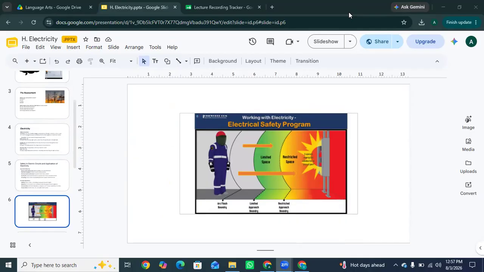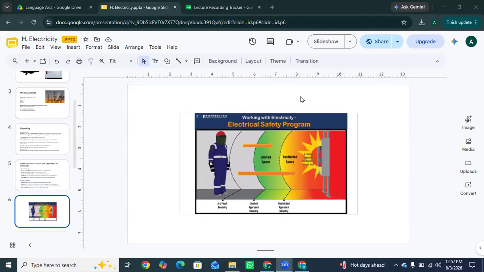So this slide is about electrical safety program approach boundaries. It shows how close a person can safely get to an exposed, energized conductor or circuit path. Here are three safety zones. Outside the first dash line where the worker is standing, the risk is that arc flash can still happen here.